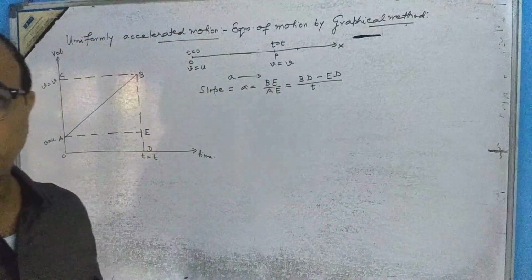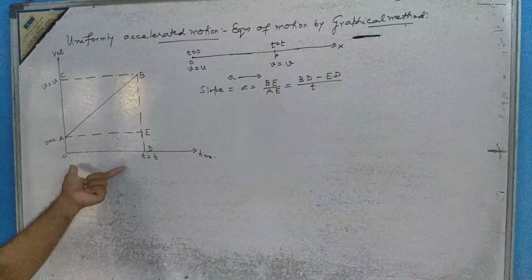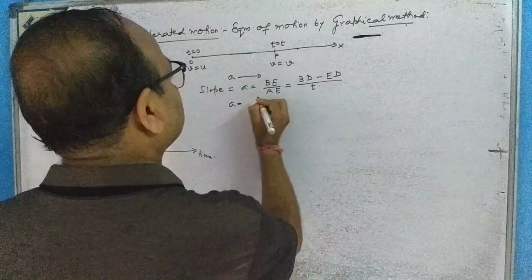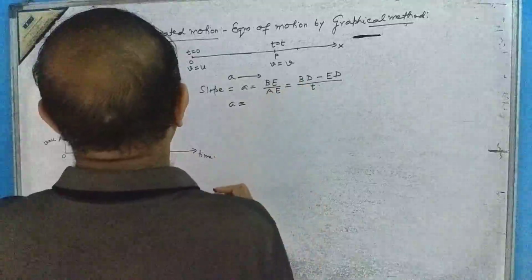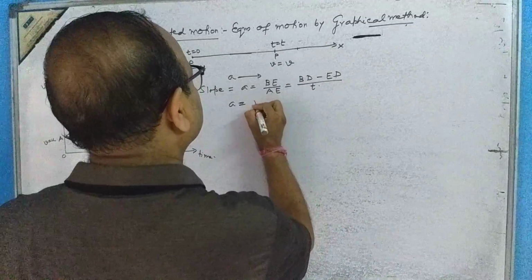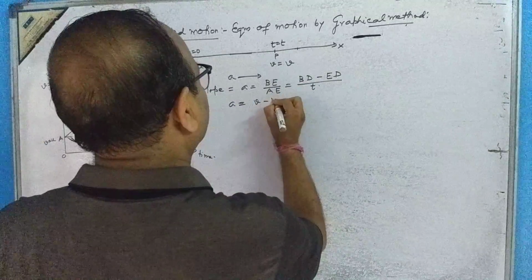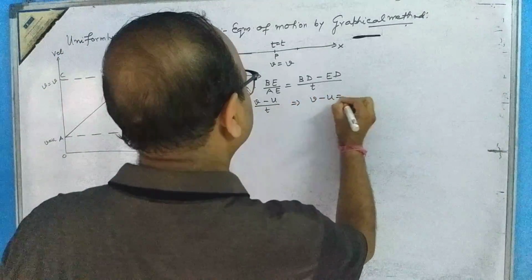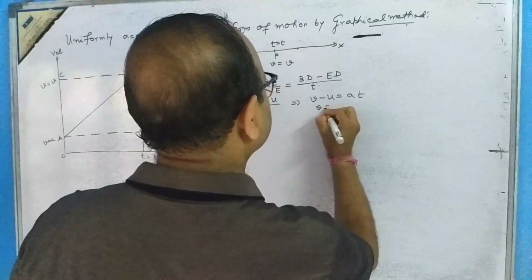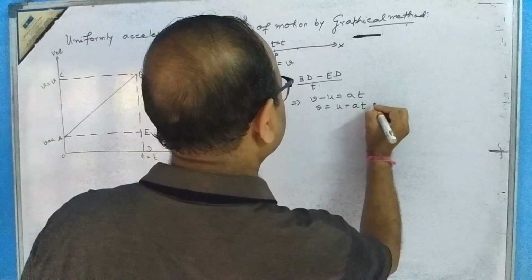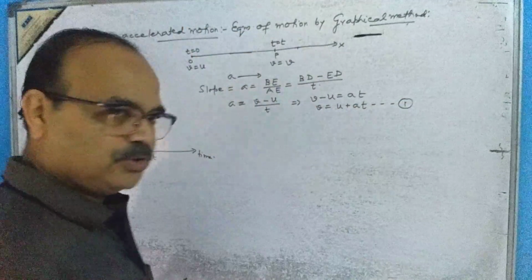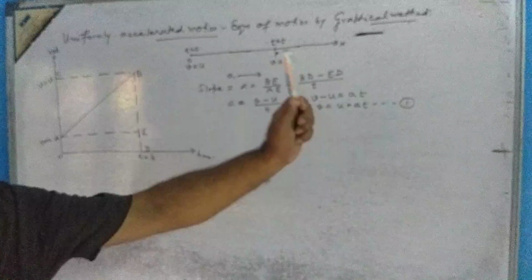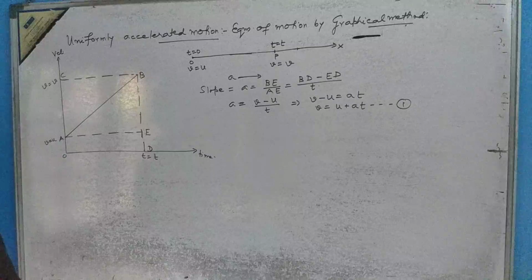I hope all of you are agreed. Divided by AE, which is time t. So we can say a is equal to, what is BD? BD is v. And what is ED? Obviously u, divided by t. Which implies v minus u is equal to at, or v is equal to u plus at. From the graphical method we got the first equation.